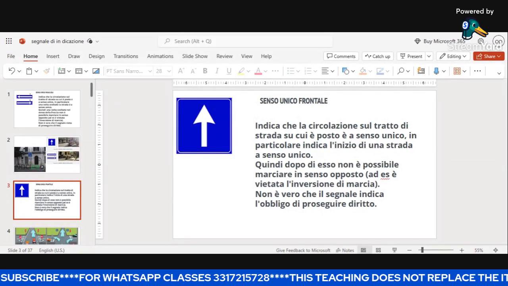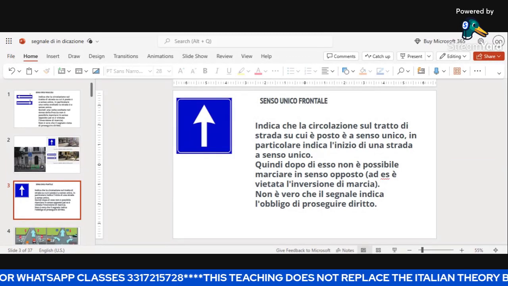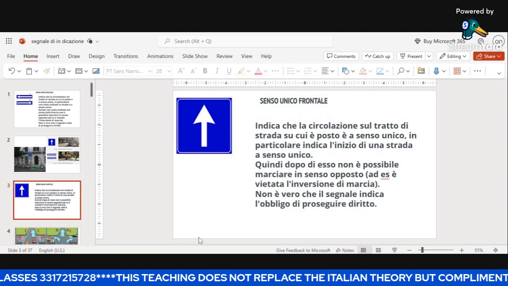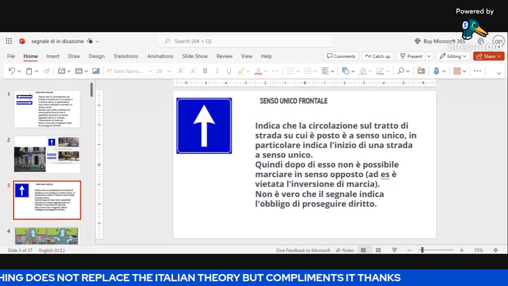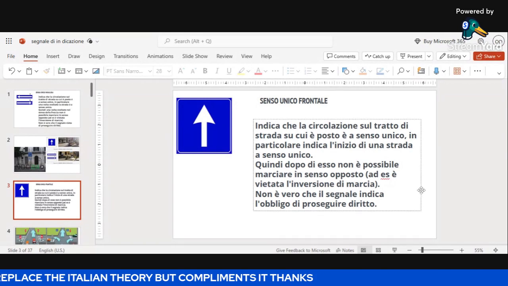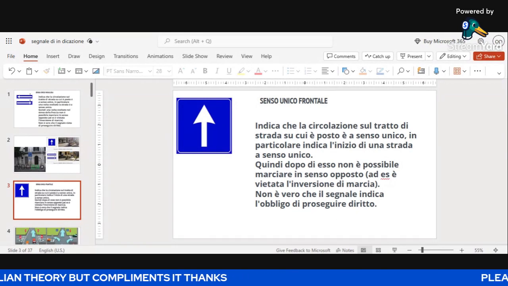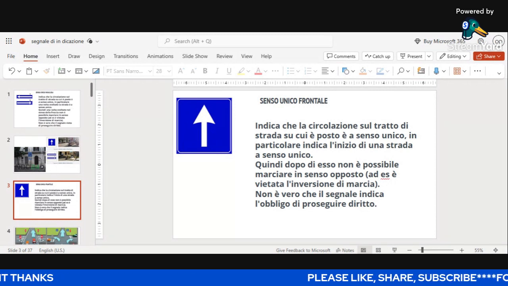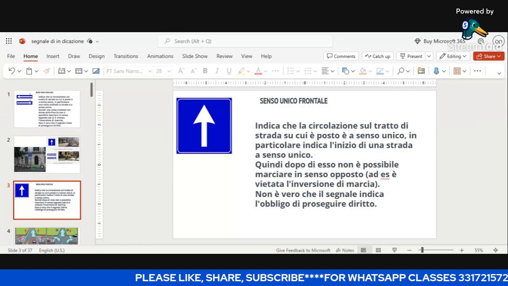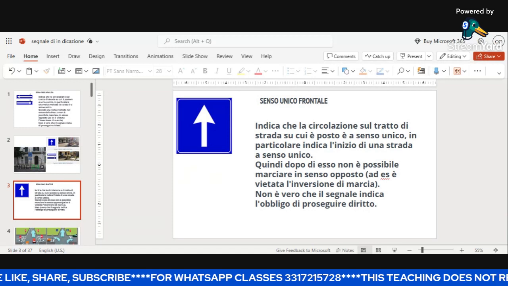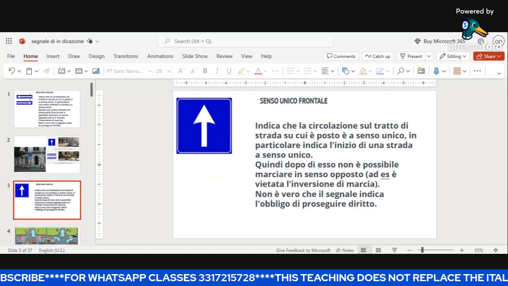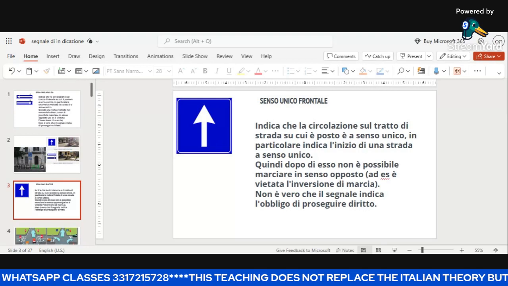So after it, it is not possible to travel in the opposite direction. So immediately after the signal, it is not possible for you to do a U-turn. For example, it is forbidden to do a U-turn on this type of road immediately after the signal. Remember, I say signals are valid immediately after they have been placed. Before the signal, no, but immediately after, all right?